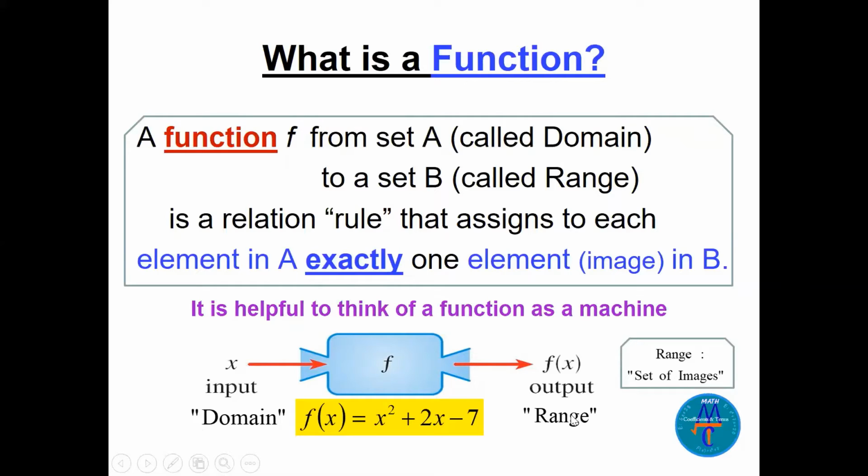So when we say the range, you can say Y values, you can say set of images. This is the range, this is also the range, which is the same. Or simply you can say the output. Now, it is helpful to think of a function as a machine. So I put here the little diagram to help you understand or visualize the function. The input is the domain, all the values of the X, and the output are all the values of the Y.